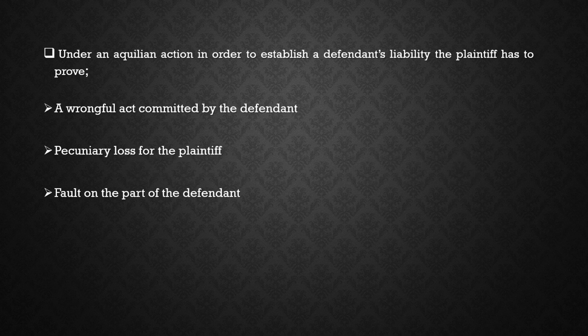As I have discussed in my previous lesson on aquilian action, a plaintiff has to prove three elements in order to establish a defendant's liability. These are a wrongful act committed by the defendant, pecuniary loss for the plaintiff, and fault on the part of the defendant. The first two elements I have discussed in the previous lesson, and in this lesson I will be discussing the third element, which is fault on the part of the defendant.